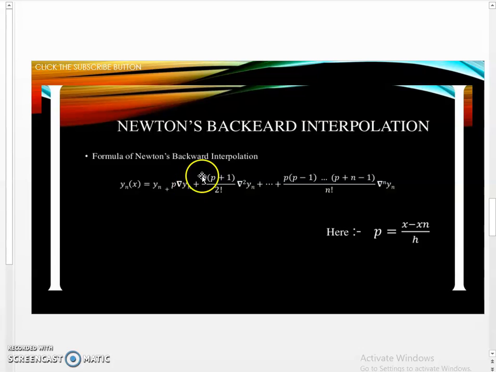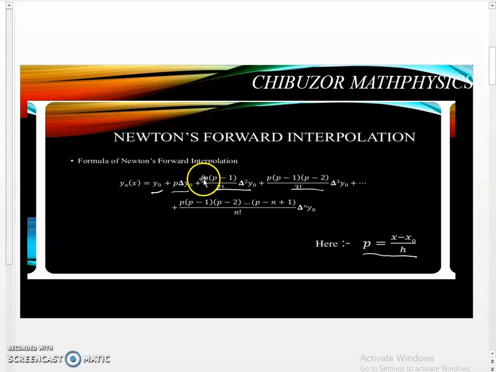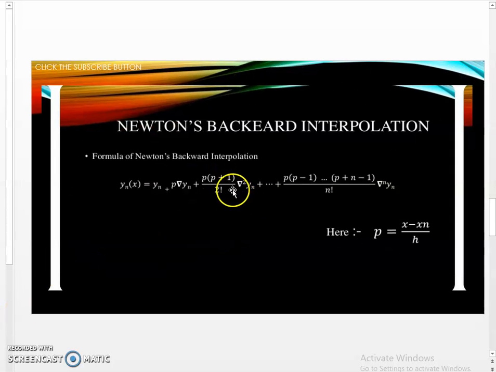For Newton backward interpolation, you can notice in our formula that the only difference between Newton forward and Newton backward is that in the formula for Newton backward we've got addition, but in the formula for Newton forward it is a subtraction. We use minus there, but for Newton backward it is simply addition, and we continue up to however many terms we have. Of course, we are going to find the value of p, but here instead of x naught, it has become xn, and we divide this by the interval that we are given in the table. So let us take an example.